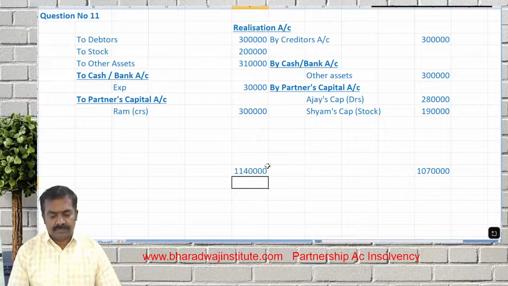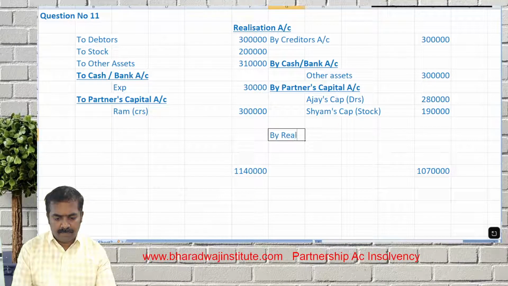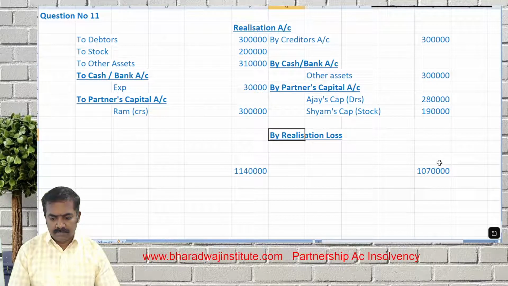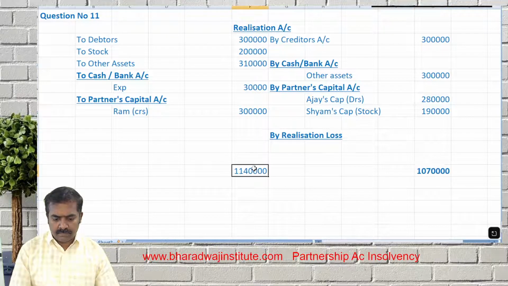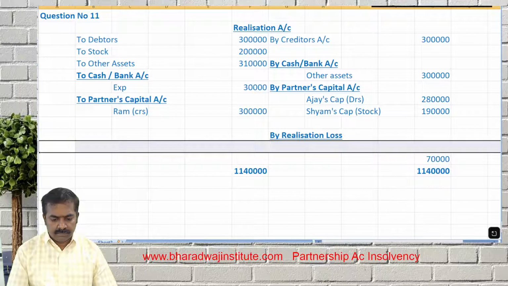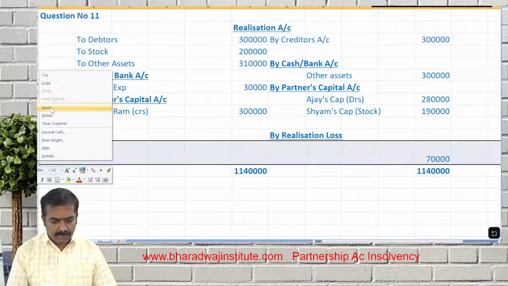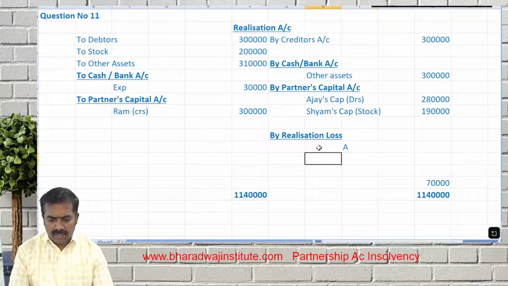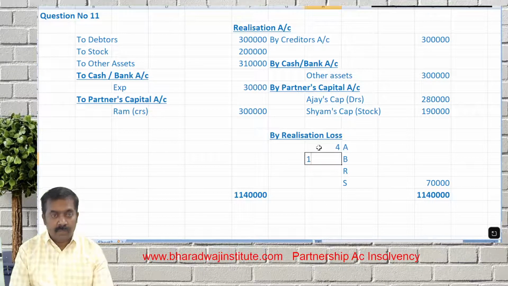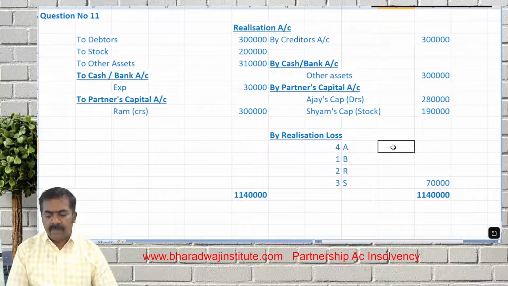$70,000. Who are the partners? A, B, or yes. Any ratio? 4:1:2. Last share.